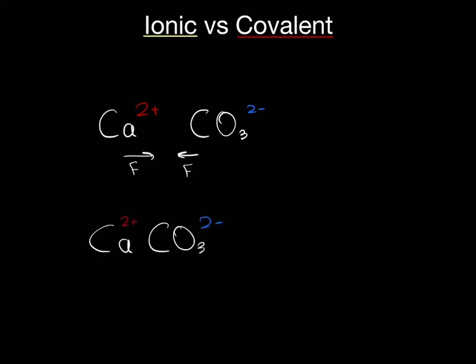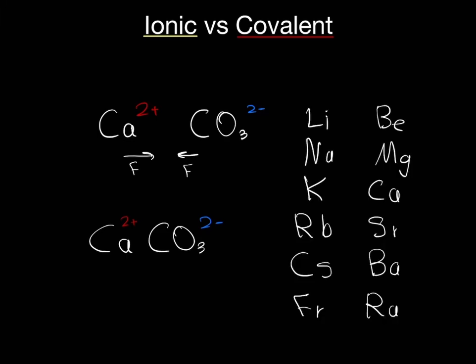There are actually charts on the internet. I'll leave a link to one in the first link in the description, where it will show you what the charges are for most of the metals. For example, lithium, sodium, potassium, rubidium, and the rest of the elements in group 1 of the periodic table have a +1 charge when they are in ionic compounds, and the elements in row 2 usually have +2 charges.